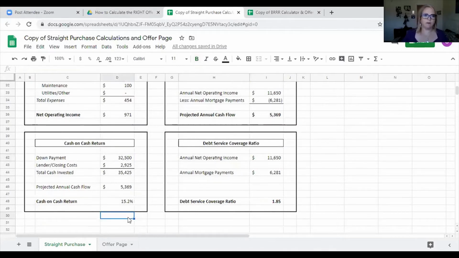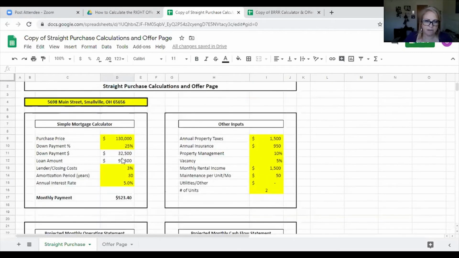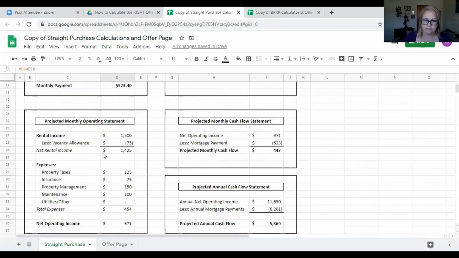So if I'm trying to figure out, okay, how much cash am I really making on this? Is this worth it for me to put my money in there? We take your down payment. And so remember up here, your down payment in this case was 25% of the offer price. That's what we put in there. And so it was $32,000 and change.